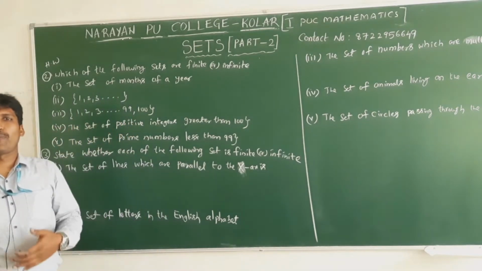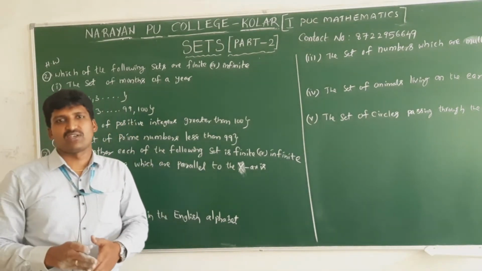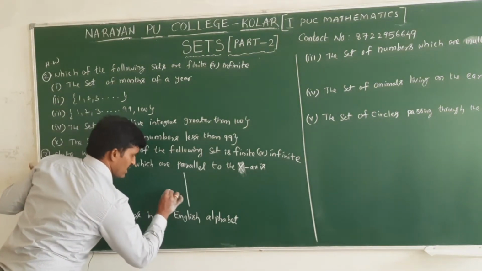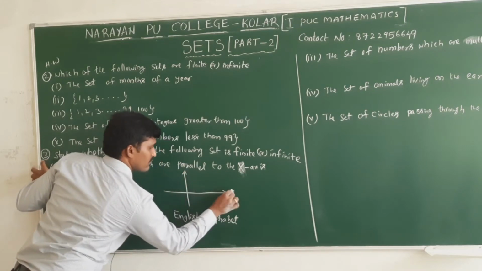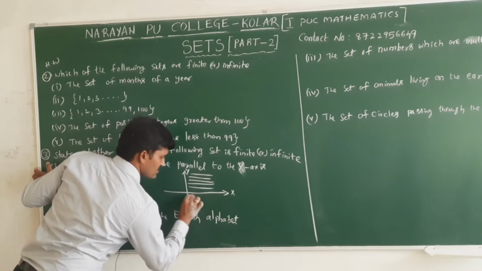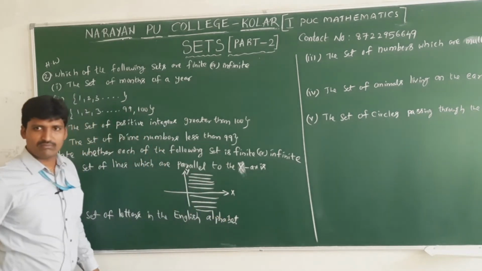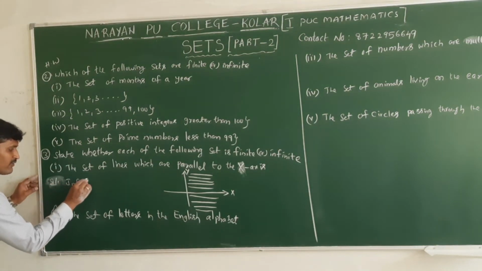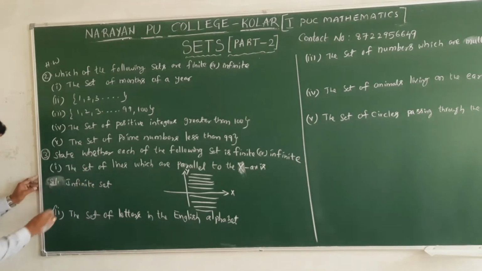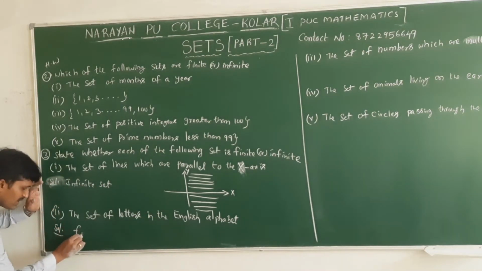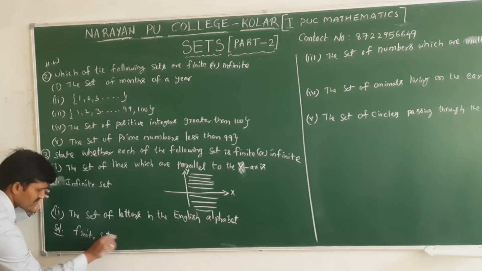How many lines can we draw parallel to the x-axis? There is no limitation for that. We can draw an infinite number of lines. If you take the x-axis and y-axis, we can draw lines parallel to the x-axis. How many? There is no limit for this. That's why this is clearly an infinite set. Coming to the second one, the set of letters in the English alphabet, 26. It's a finite set, easy.